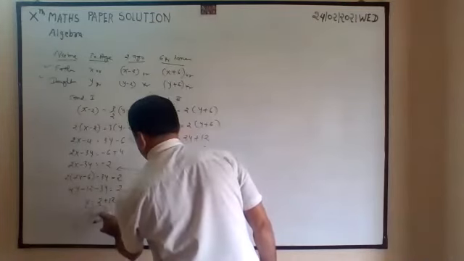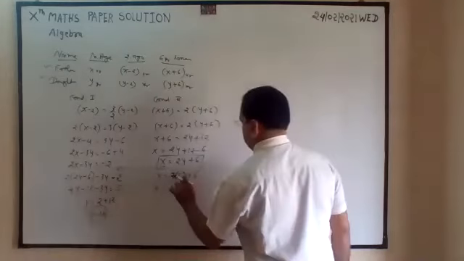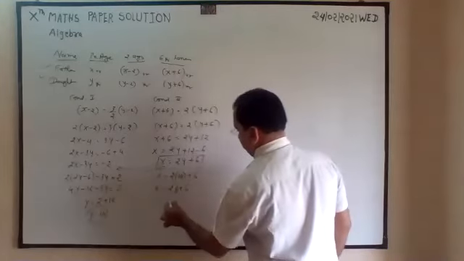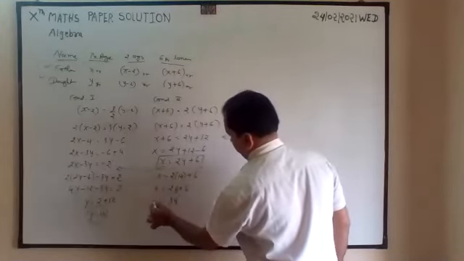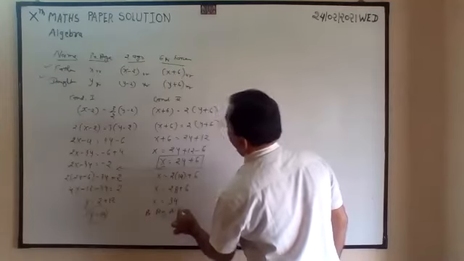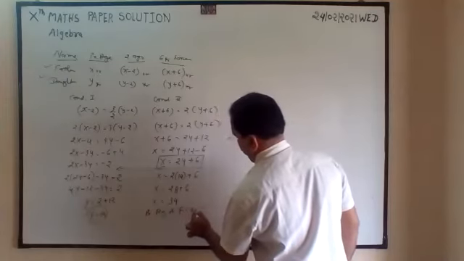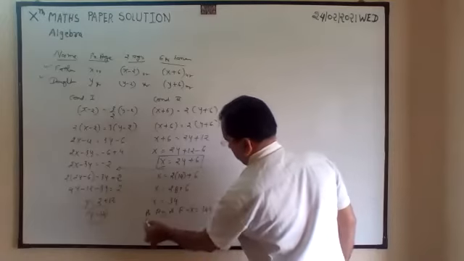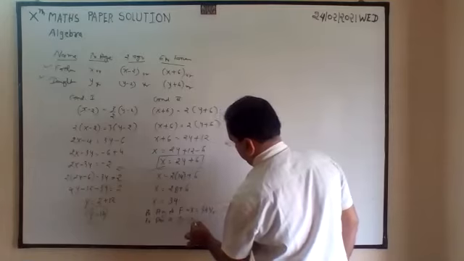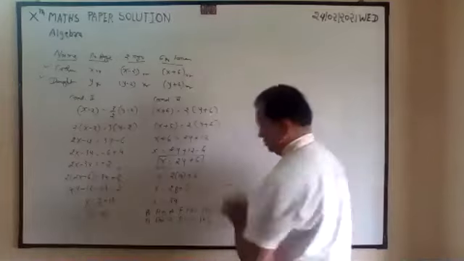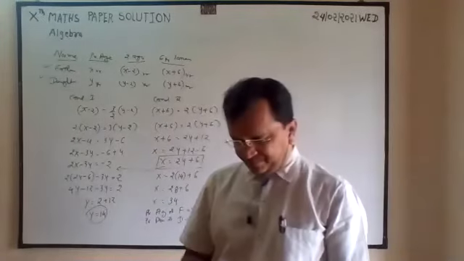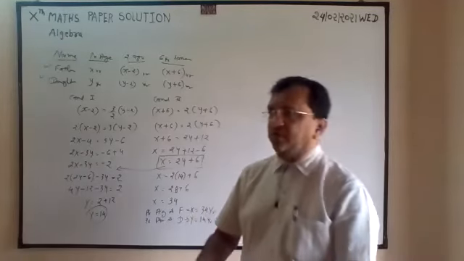So 28 plus 6. So present age of father is x is equal to 34 years. Present age of daughter y year. Correct. So this tabular form is very, very useful.